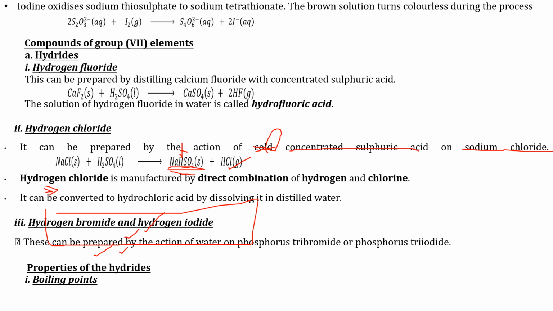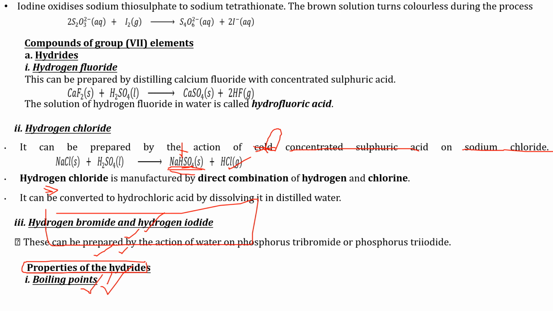So let's look at some of the properties of the hydrides of these group 7 elements. Here we are going to first look at boiling points, and I've told you boiling points is the same as melting points. So if you see me explaining boiling points, just know that it's the same explanation as for melting points. And what I emphasize the most is, when you're looking at boiling and melting points, first of all, you need to note down the structure.